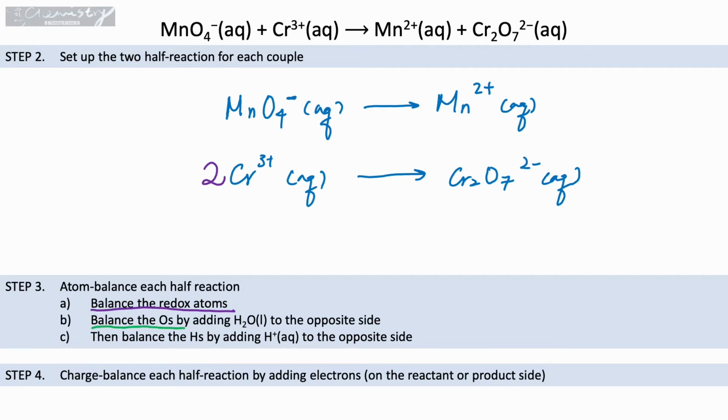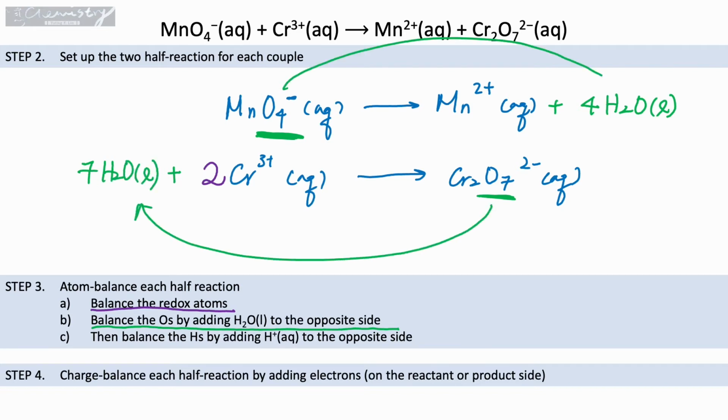For B, it says to balance the oxygens by adding H2O to the opposite side. Over here we have 4 oxygens, so we need to add 4 H2O on the other side. And on the second one, we see that there are 7 oxygens, so we are adding 7 waters to the opposite side. So we are balancing the number of oxygens by adding water to the other side.